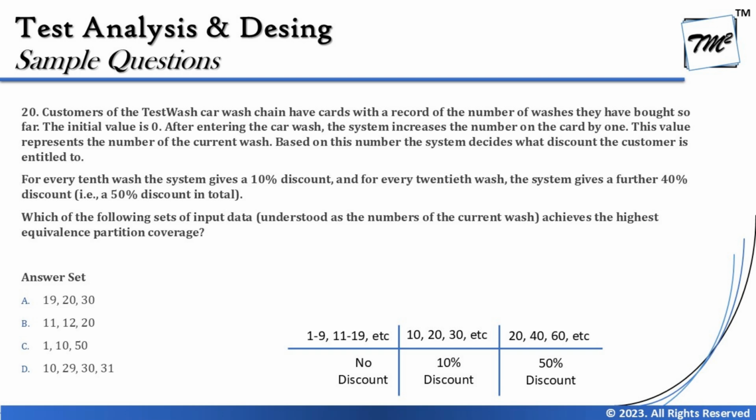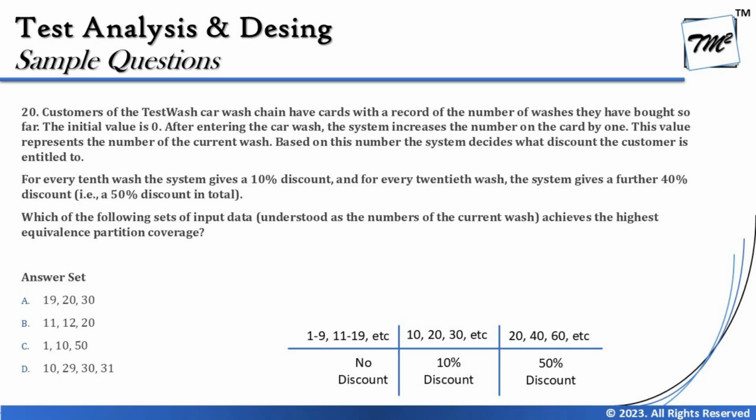And C, 1 goes into the first partition, 10 goes into the second partition, and 50 goes into the second partition as well because it's an interval of 10. Okay, so it just covers 2 partitions again. And D says 10, which is the second partition, 29 covers the first partition, 30 covers the second partition, and 31 again goes back to the first partition. So just two partitions are covered again. Don't get influenced by the number of values here. Okay, the 4 values are there, but it just covers 2 of them.